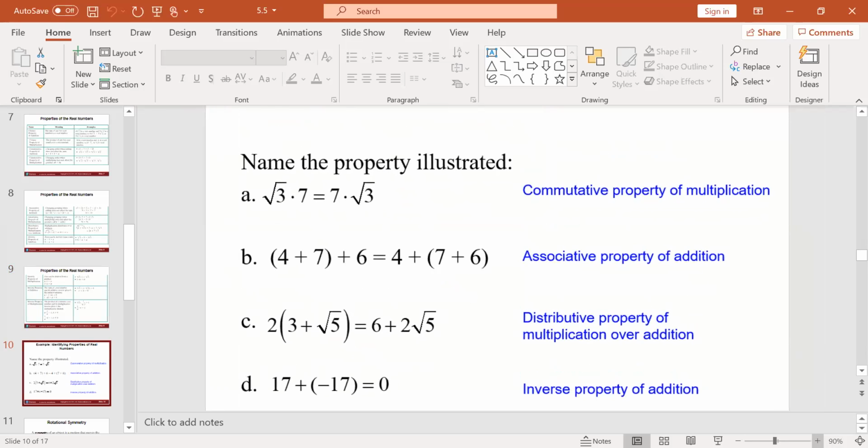So bada bing, bada boom. You do square root of 3 times 7, or if you do 7 times the square root of 3, you're changing the order. You're using the commutative property here.